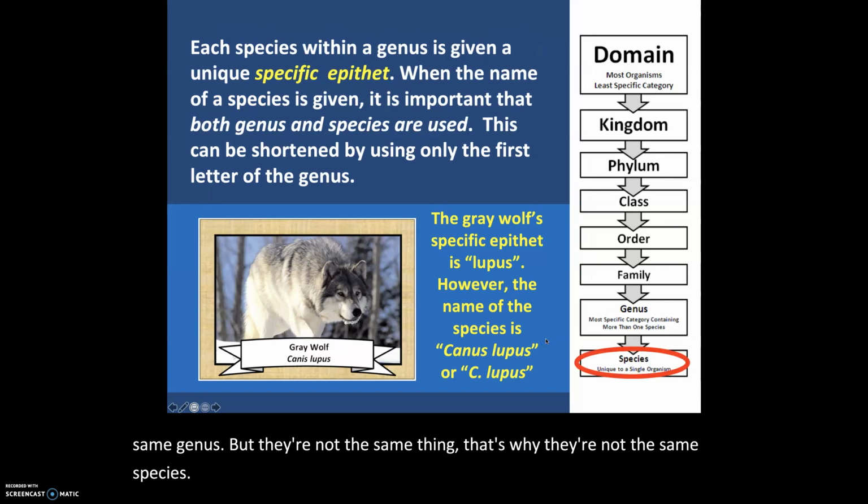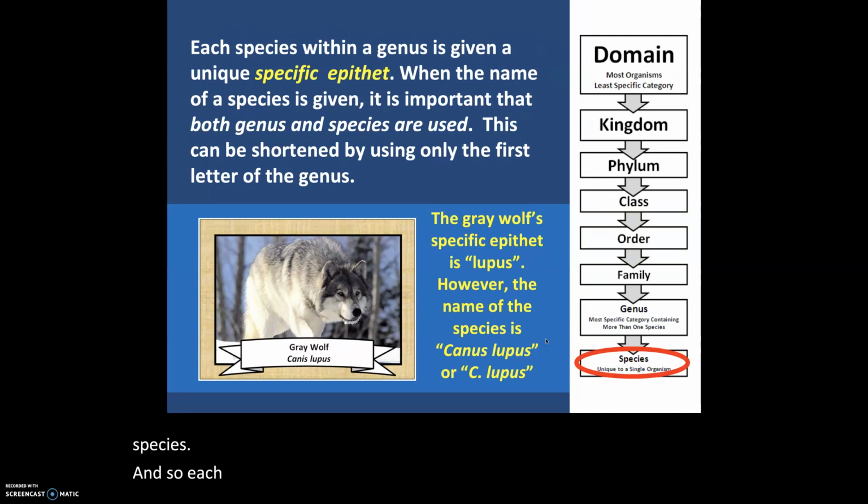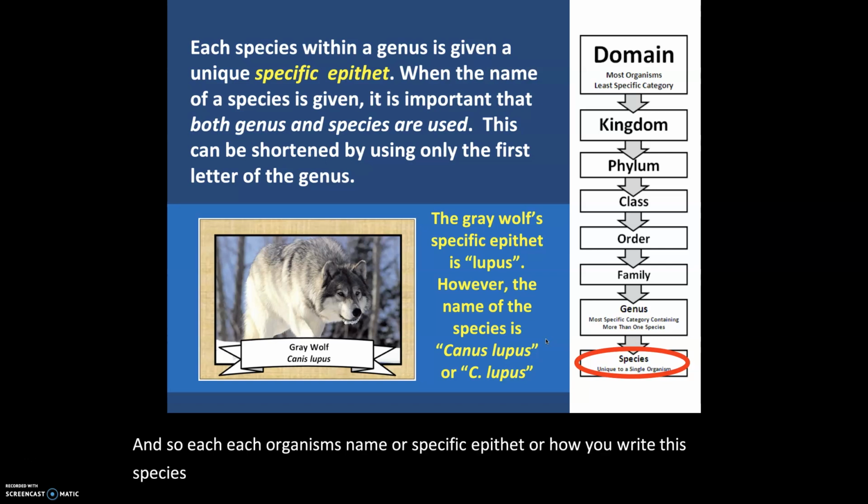And so each organism's name, or specific epithet, is how you write the species name. You don't have to go Eukaryota, Animalia, and so on. You just go genus, species. What's the genus? What's the species? So for a gray wolf, you'll see it says Canis lupus. Canis is the genus. Lupus is the species. So you can write Canis lupus, or you can write C. lupus. And those both work as the name for that species.